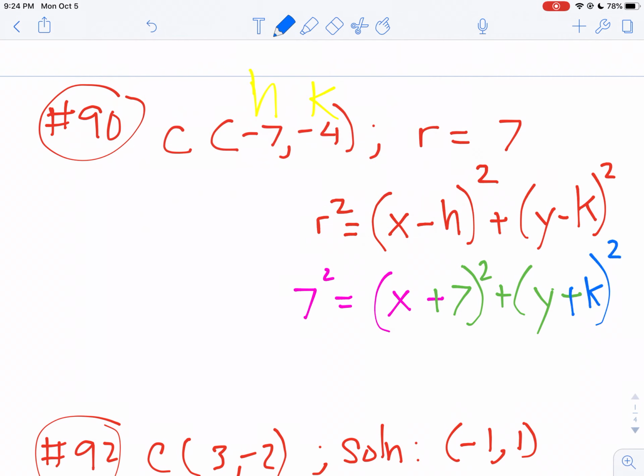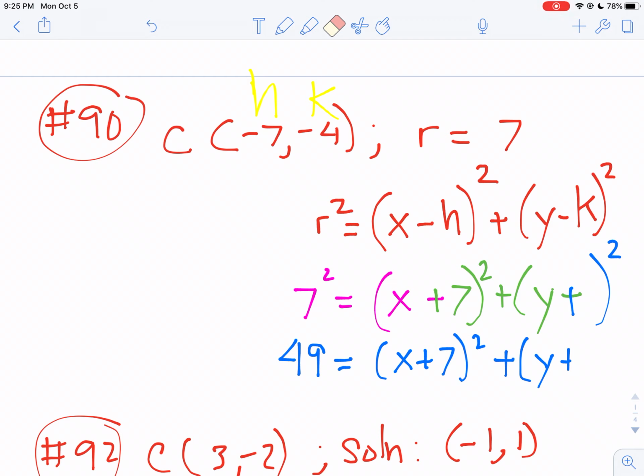Okay, all right, so I think that your answer is going to be 49 equal to x plus 7 quantity squared plus, and it's y plus, oh, I forgot to put my k in there. I meant to put a 4 here. So you see I make all sorts of mistakes just like you do, so just be careful. If you are careful, you won't have to redo the problem.